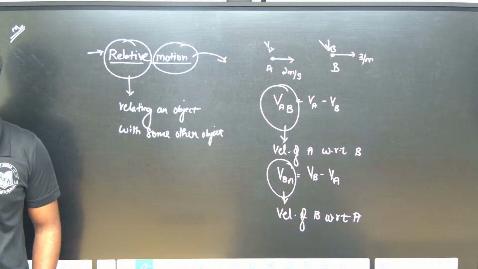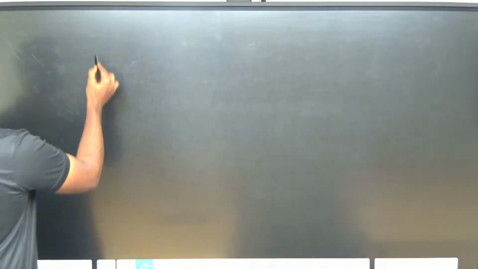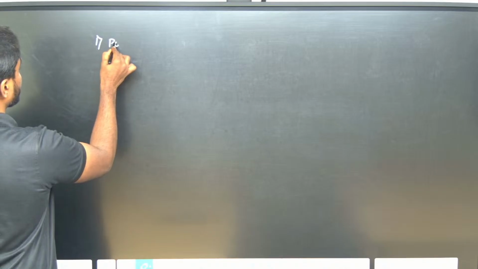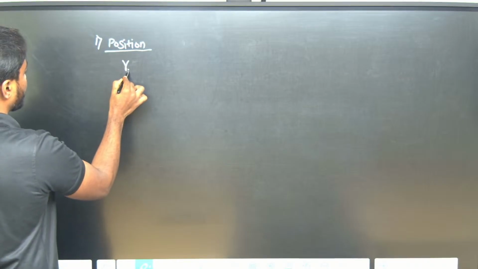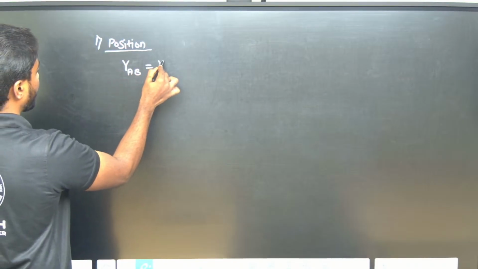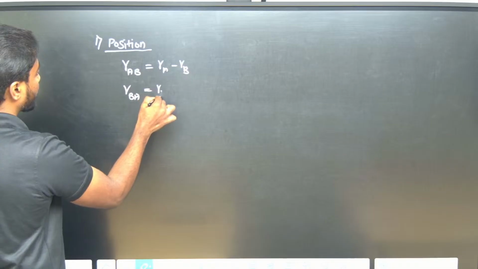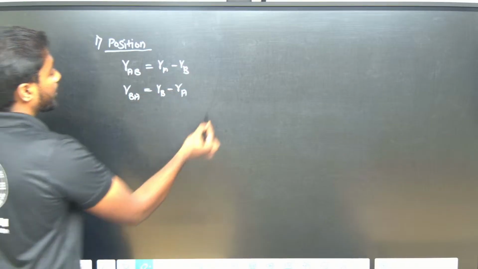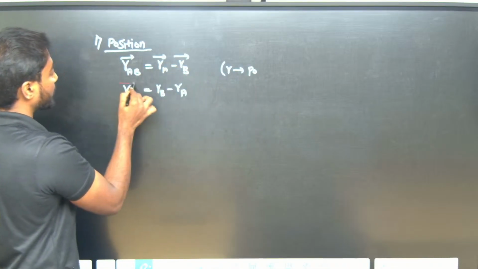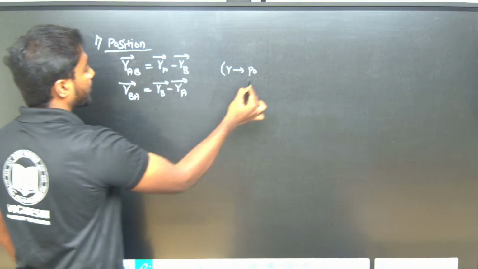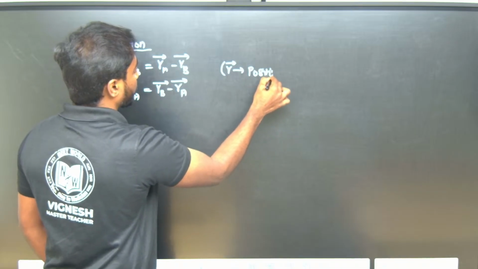Done. Now we will go for the position. Suppose position of A with respect to B is nothing but RA minus RB. Position of B with respect to A is nothing but RB minus RA, where R is nothing but position vector. So I will write like this: R is nothing but position vector.